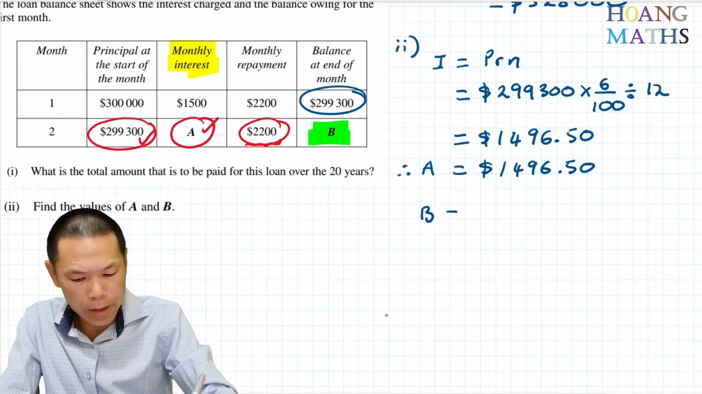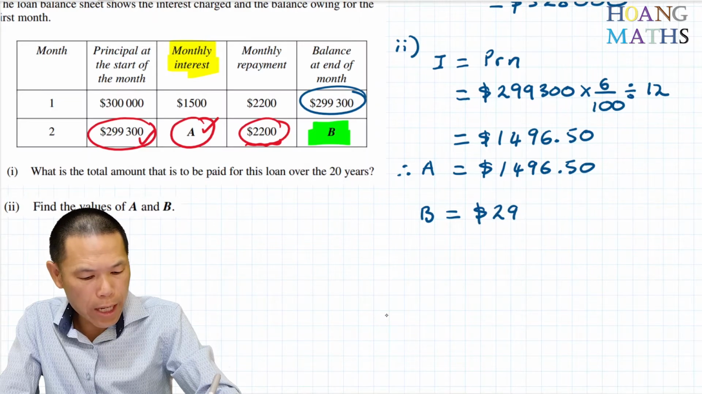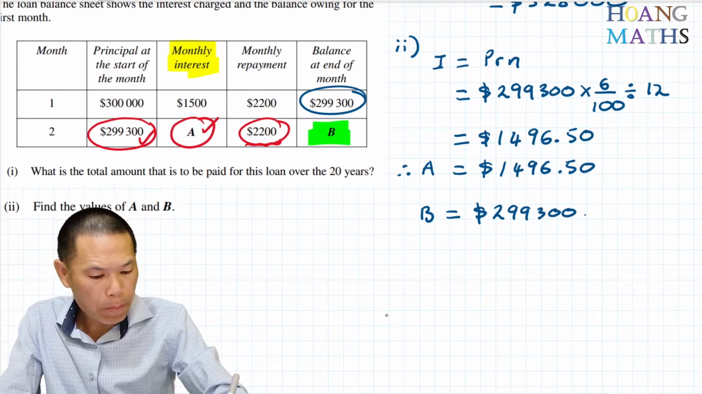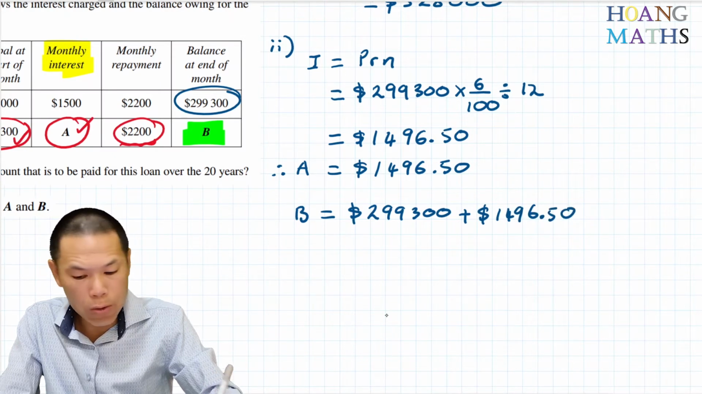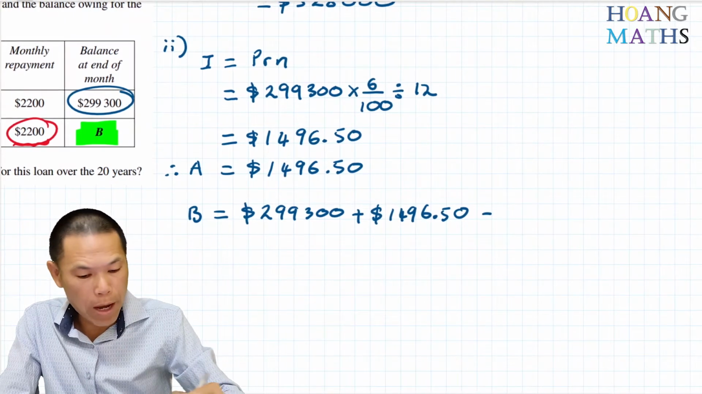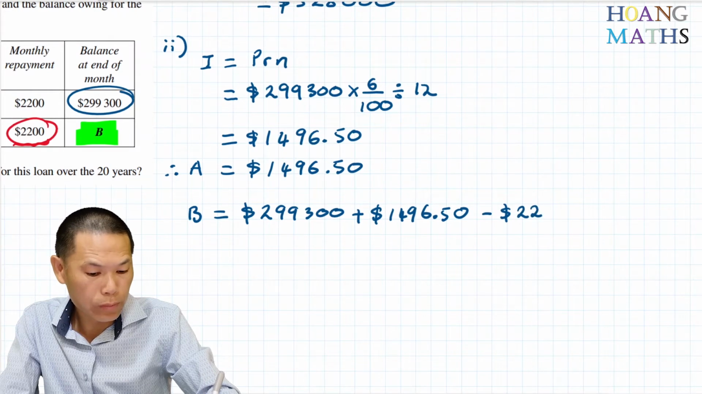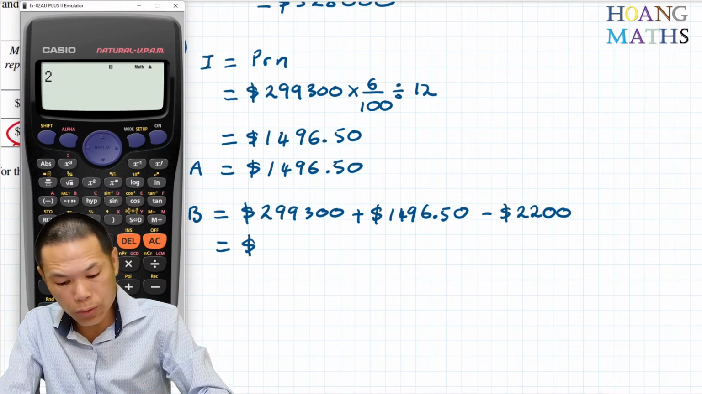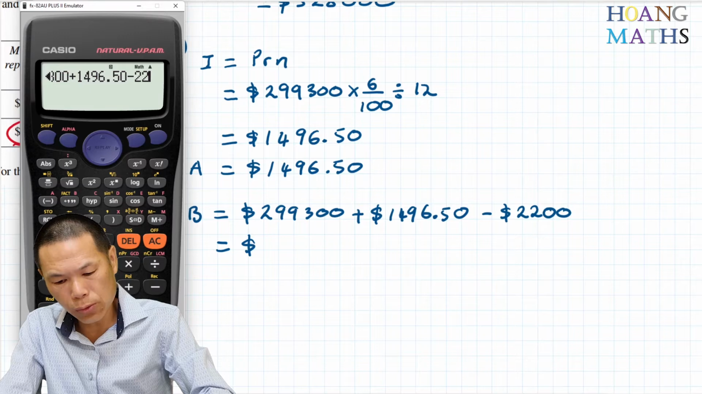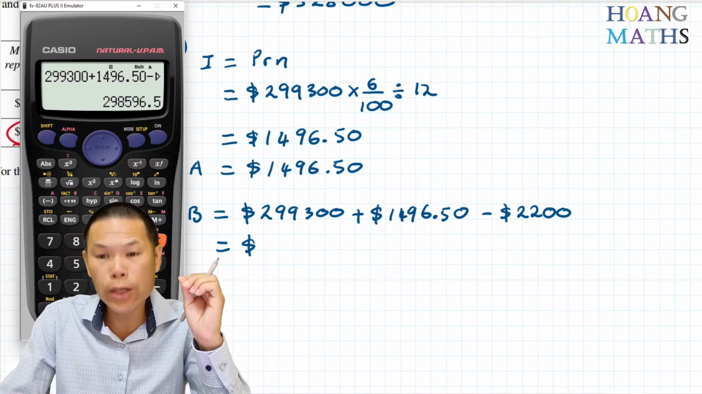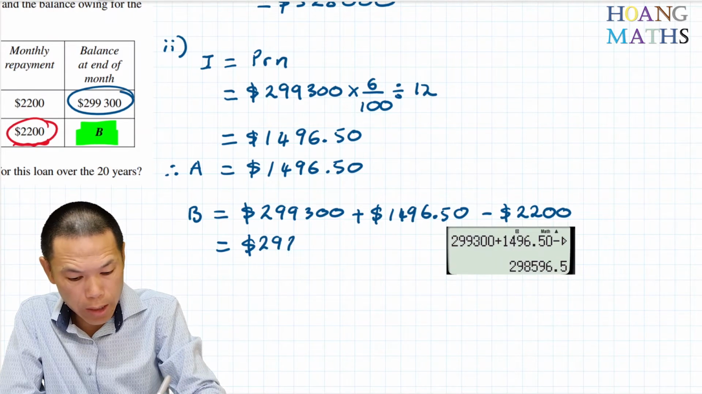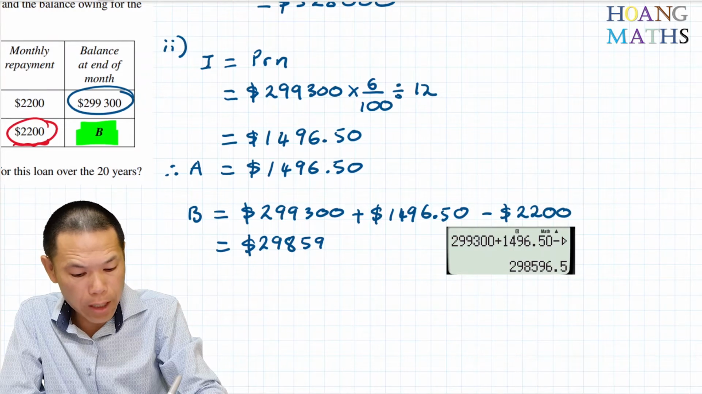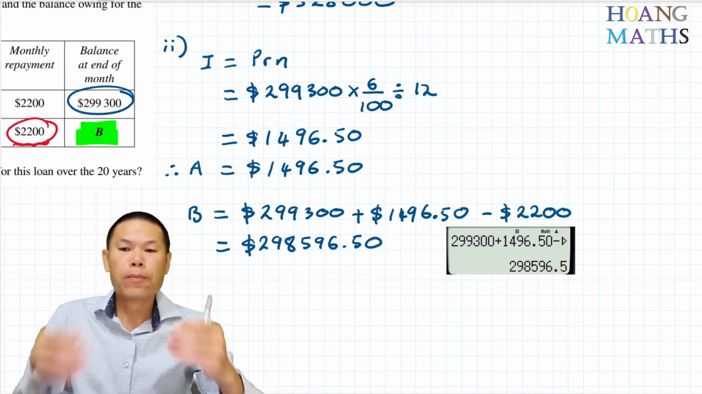So B is equal to $299,300 plus the interest, that is A. A is 1496.50, and then we minus the monthly repayment, that is $2,200. So I just go 299,300 plus 1496.50, and we minus 2200. So that is $298,596.50. There you go.